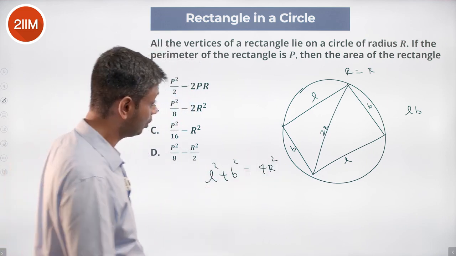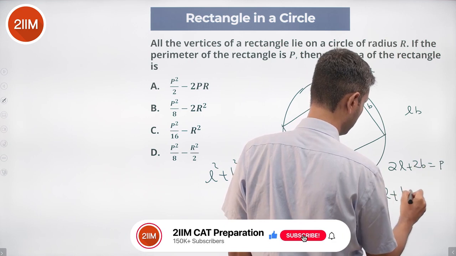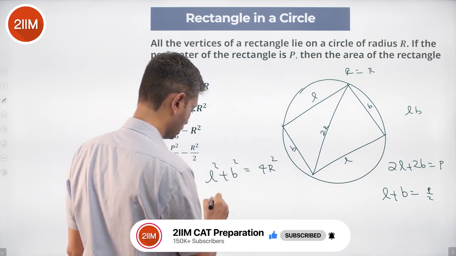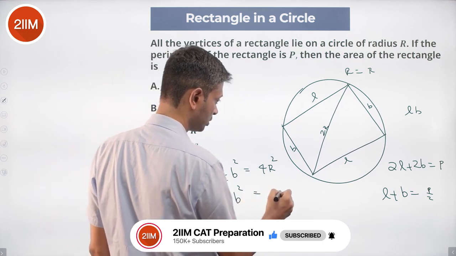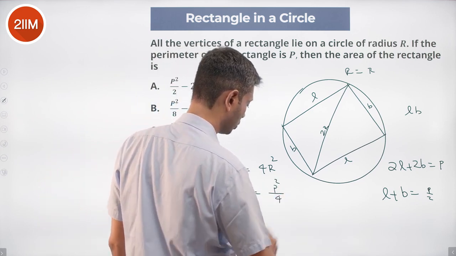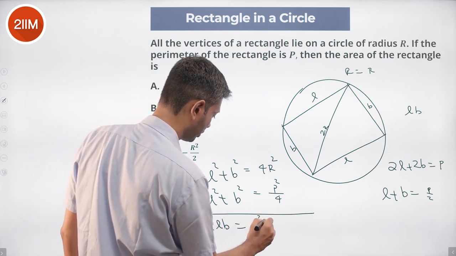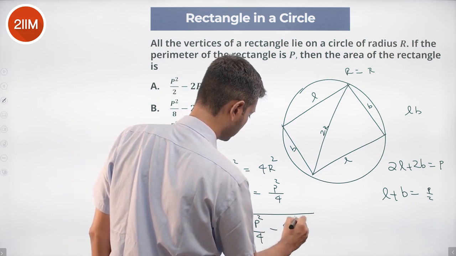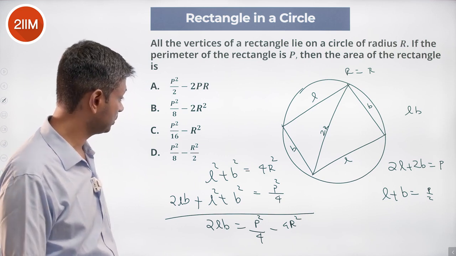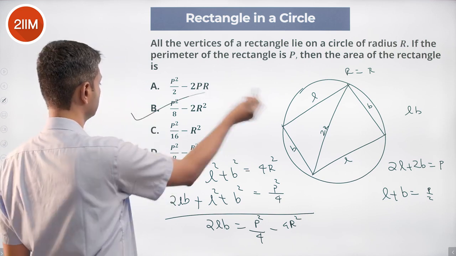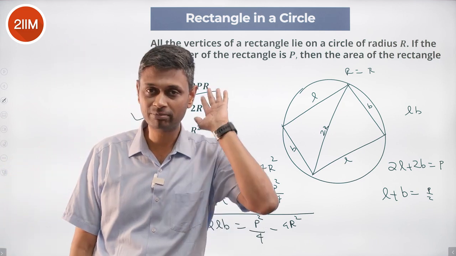Nice. We know 2L plus 2B is equal to P, or L plus B equals P by 2, so L square plus B square plus 2LB equals P square by 4. Subtract this from this: 2LB equals P square by 4 minus 4R square. The area of the rectangle is LB, so dividing by 2, it should be P square by 8 minus 2R square. Nice juicy question, should just be knocking it off.